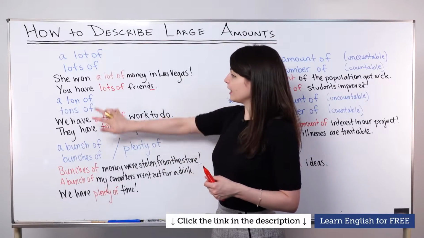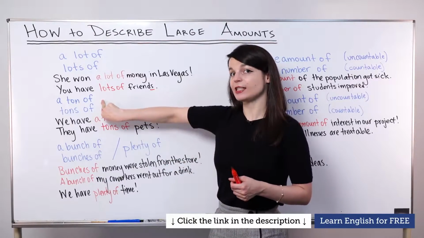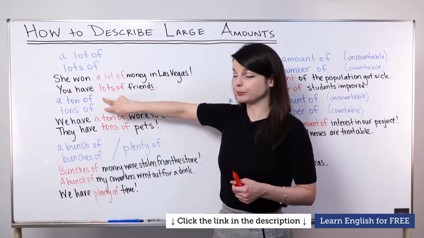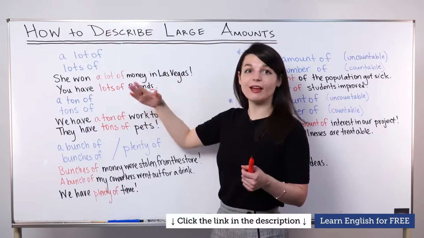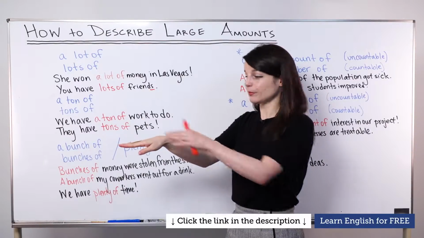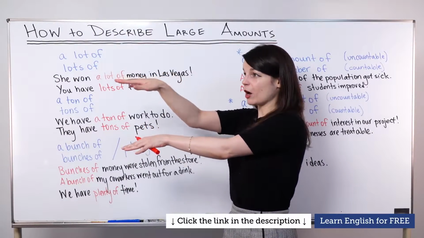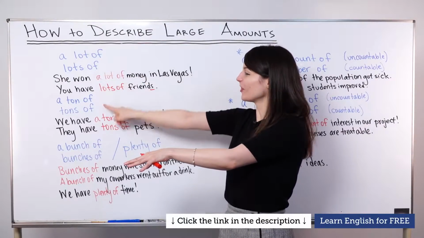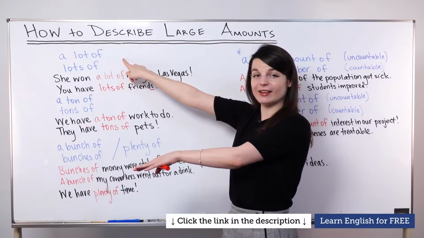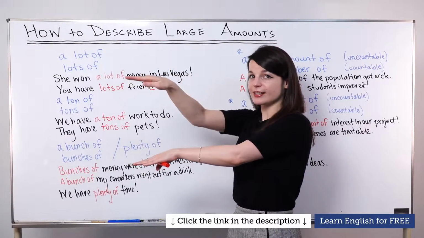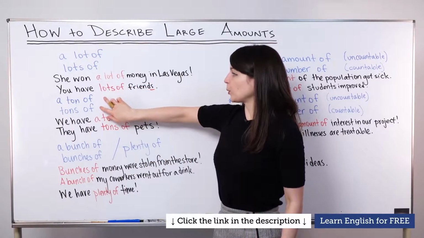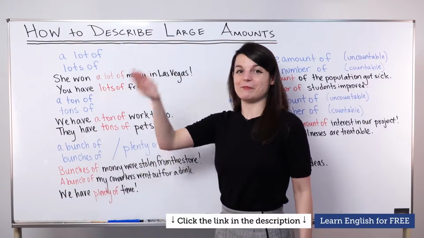Let's look at then the next pair, a ton of and tons of. Again, just like a lot of and lots of, these mean the same thing. The difference between these is the level. So if we imagine on a scale, a lot of is maybe here. Tons of is here. It's a lot more. So tons of or a ton of is a lot more than lots of or a lot of. So on a scale, tons of is here, a lot of or lots of is down here. So this is for when we want to express a much higher amount of something.